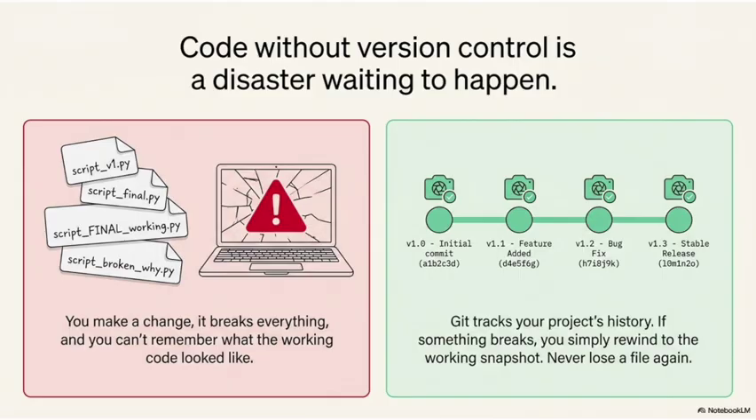On the right, Git. Every working state is saved as a snapshot with a timestamp and a label. Something breaks, you simply rewind to the last working snapshot. Never lose a file again. Git tracks your project's history. It is your time machine, your backup drive, and your portfolio.